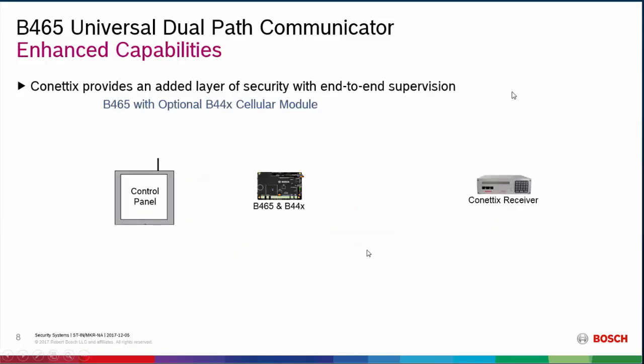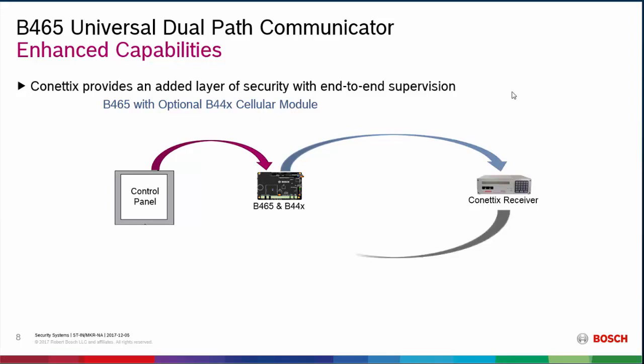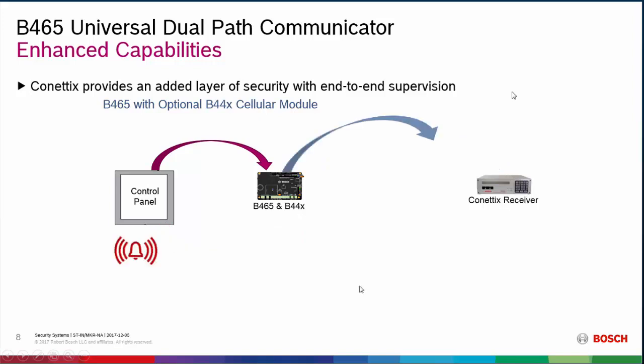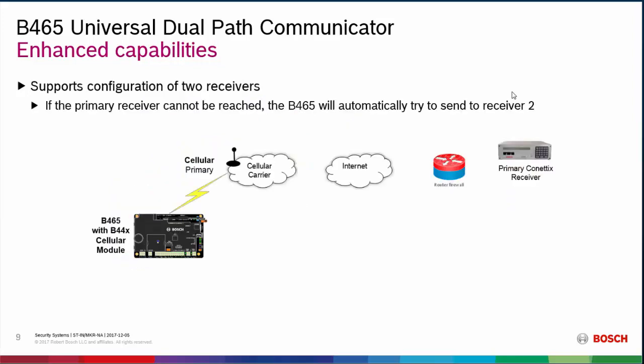So this is an overview of how we have implemented it with the 465. The control panel sends the alarm event to the 465. We send it to the receiver. Only after the receiver acknowledges back to the 465 do we send an acknowledgement back to the control panel. Here's a scenario where the message doesn't make it to the Kinetics receiver, and then you'll get a local alarm and an issue at the host panel.